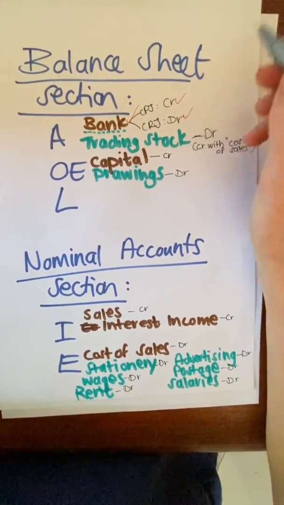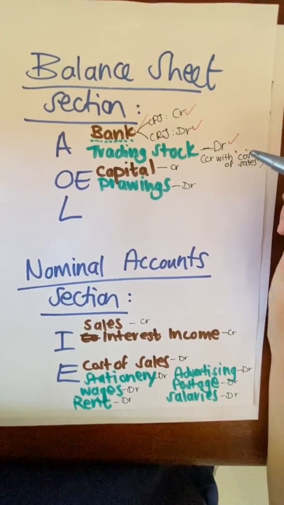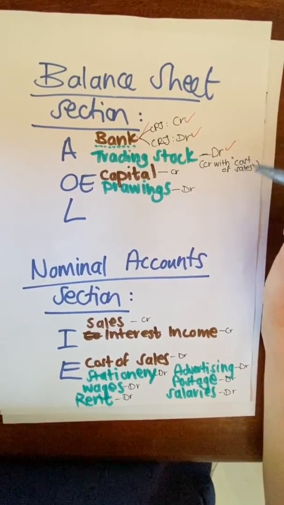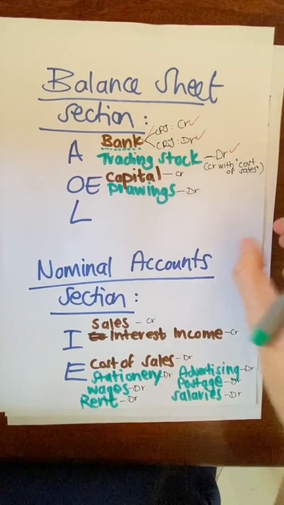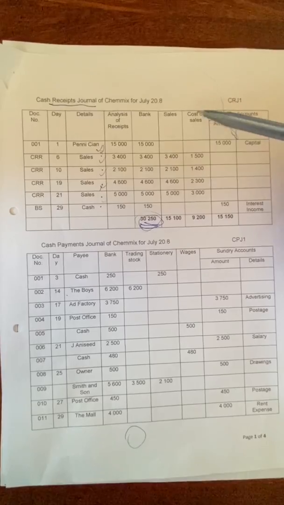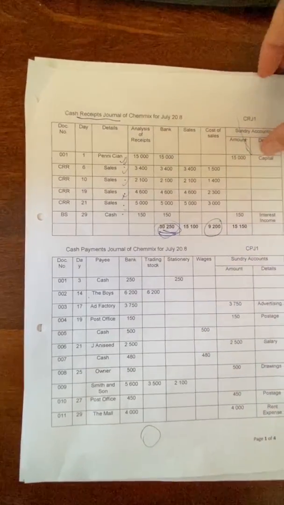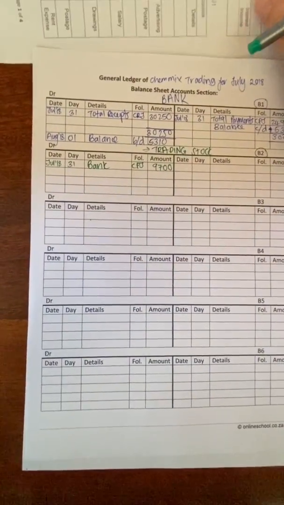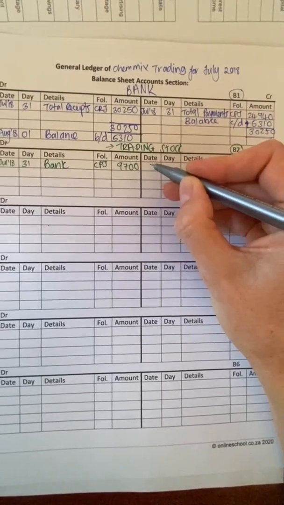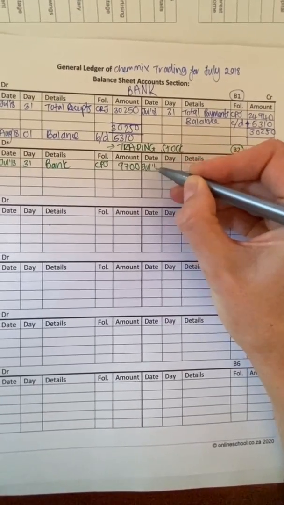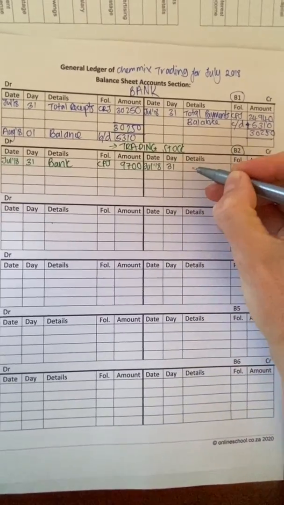Remember, I have to also do a credit transaction because of the fact that my trading stock cost me something. I bought it in order to resell it. There is a cost of sales involved. Here is your cost of sales column in your cash receipts journal. So this is what I'm now going to put across onto the credit side of my trading stock account. So once again, the date is July 2018. And once again, because it is a column total, I must then make it the 31st of the month.